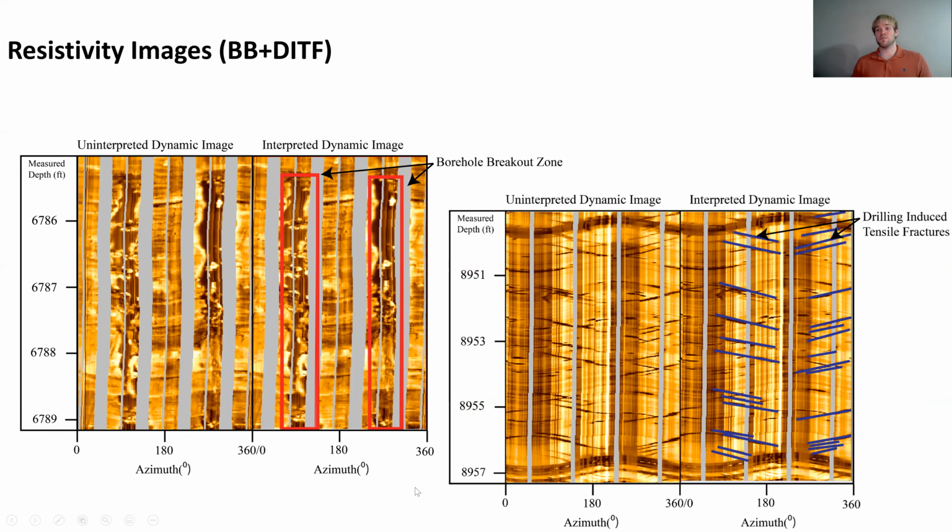Drilling-induced tensile fractures are something that you can only observe in resistivity images. You can't find them in caliper logs because they're such small-scale features. They don't alter the shape of the borehole itself. They're from overpressured mud, and they record SHmax orientations, whereas borehole breakouts record SHmin orientations.